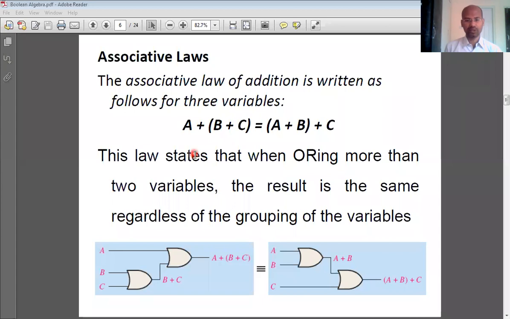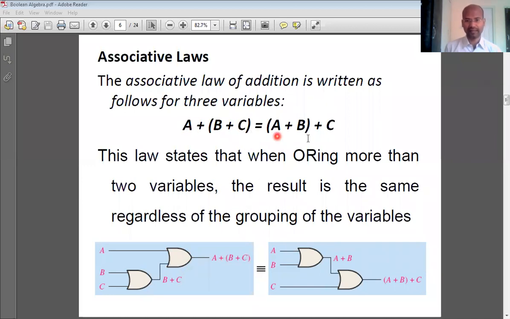Now what is the gate that is to be used? Again, OR gate. So use another OR gate whose input is B plus C, another input is A. So what we get is A plus B plus C. This is the circuit that realizes the left hand side of the equal symbol.